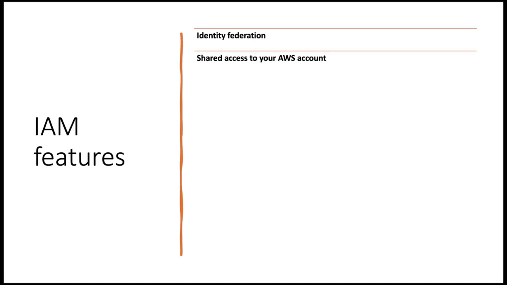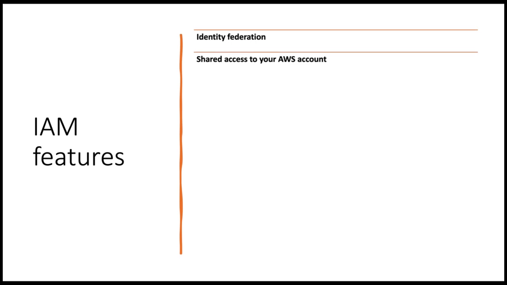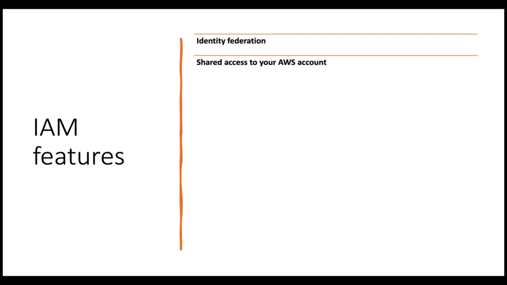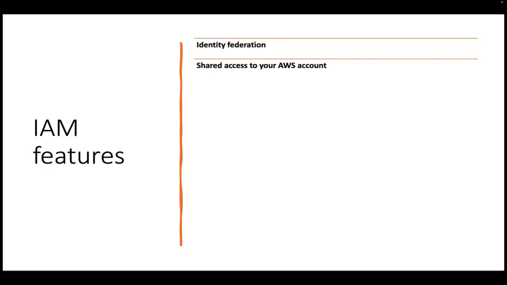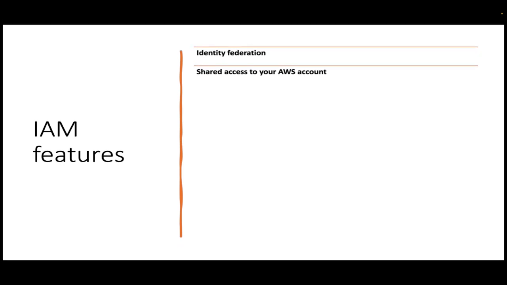Shared access to your AWS account. You can share access to other users. Let's say you have developers, you have a QA team, you have security compliance engineers, and you want to give them access to your AWS account. You can create IAM users for each of them and then grant them access. So you can share access to other users to be able to access your AWS account.